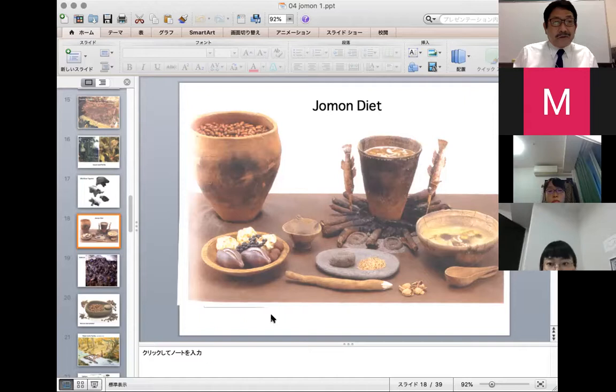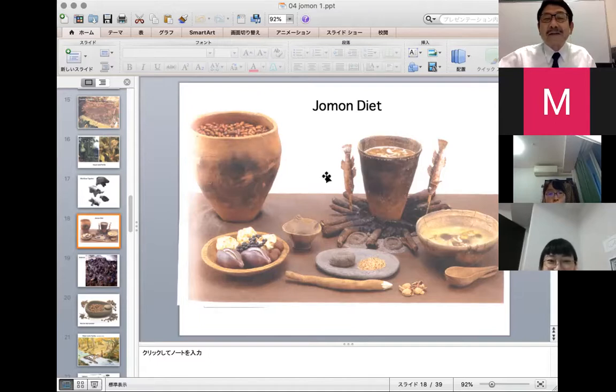So in order to substitute, when you can't get acorns in one year, if you have other substitutes, then you could survive. So if you expand your choice vastly, then you would raise your possibility of survival. And that's what they did in the Jomon time, probably.